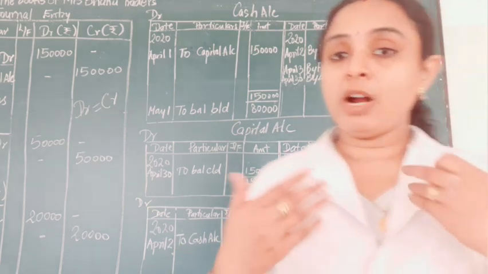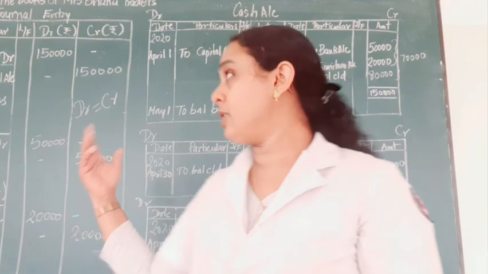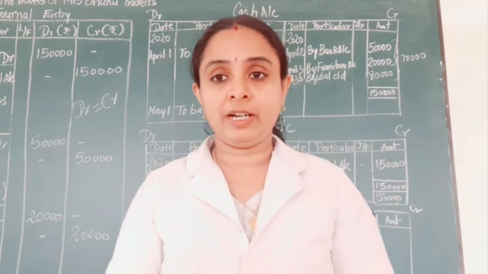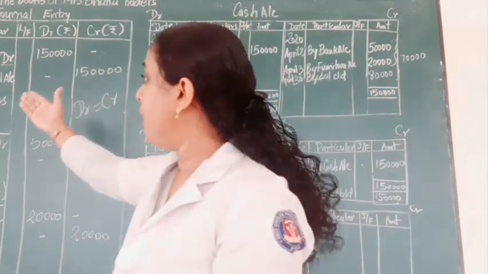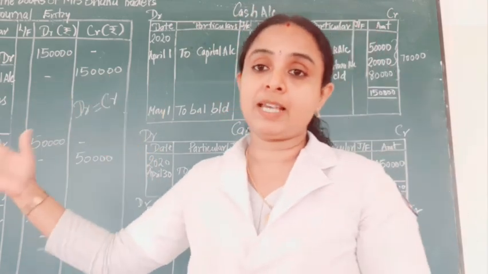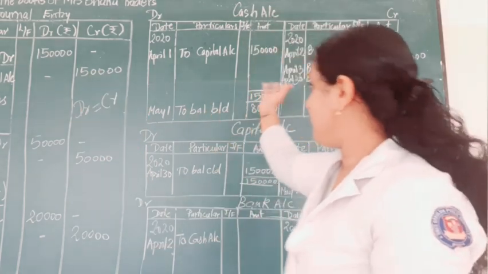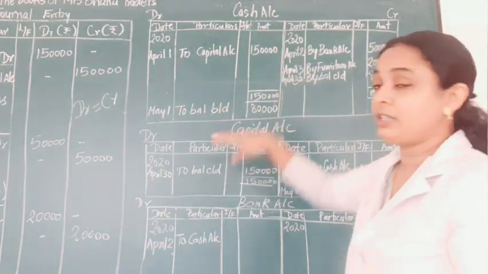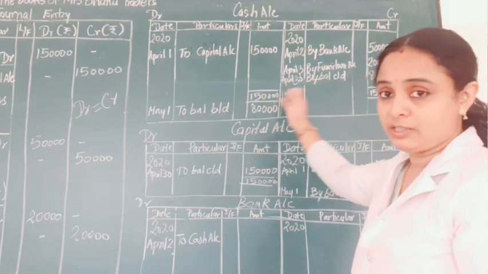So I hope you have understood the way of posting the entry. See children, journalizing the entry is to be done following the rules of debit and credit. And for this ledger posting, you have to use the journals. You have to see the debit side and credit side, and as per that, you have to post the entries. After posting the entry, the most important part is closing the account. So whichever side is more, you have to make the total of both sides.